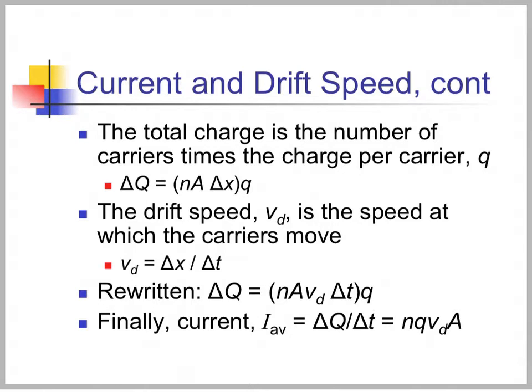Then the drift speed, that's the speed that the carriers actually move, is how far they move over how long it takes them to move. Or rewriting, putting delta x here into what we have above, we can write delta Q is equal to N A times the drift velocity, delta T, times the charge per carrier. And then the average current is going to be delta Q divided by delta T, which is going to be N Q v A.